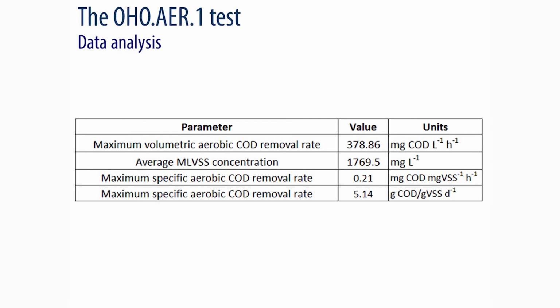In this example, the maximum volumetric chemical oxygen demand removal rate is 378.86 milligrams of COD per litre per hour. Considering that the average mixed liquor volatile suspended solid concentration is 1,769.5 milligrams per litre, the maximum biomass-specific aerobic COD removal rate is 0.21 milligrams of COD per milligram of volatile suspended solid per hour, or 5.14 grams of COD per gram of volatile suspended solid per day.